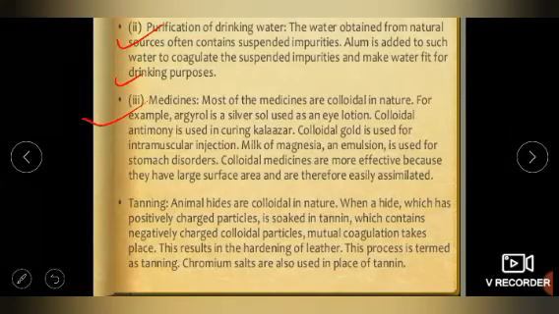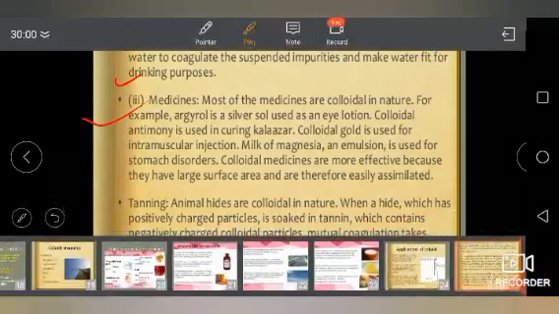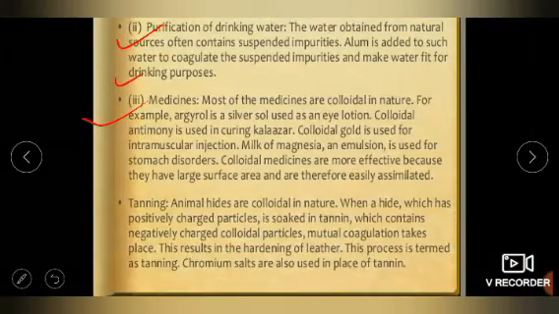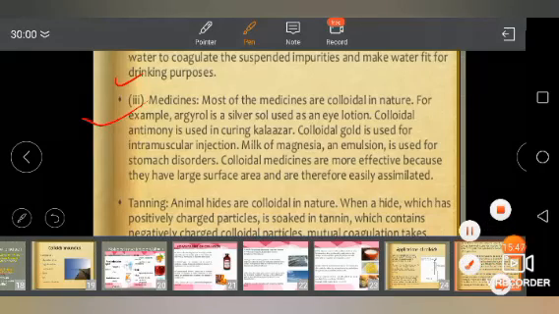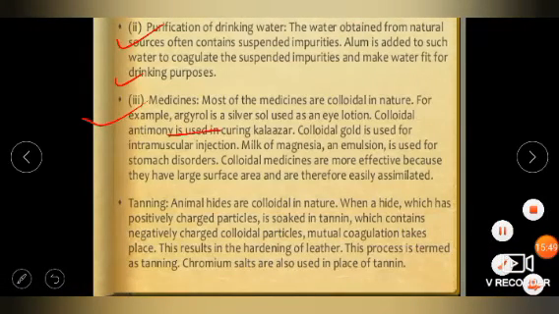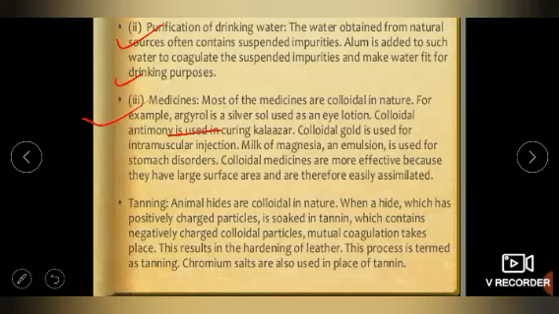Third is medicine. Most medicines are colloidal in nature. For example, argyrol is a silver sol used in eye lotion. Colloidal antimony is used for curing Kala Azar. Colloidal gold is used for intramuscular injection. Milk of magnesia, an emulsion, is used for stomach disorders. Colloidal medicines are more effective because they have a large surface area and are therefore easily assimilated.